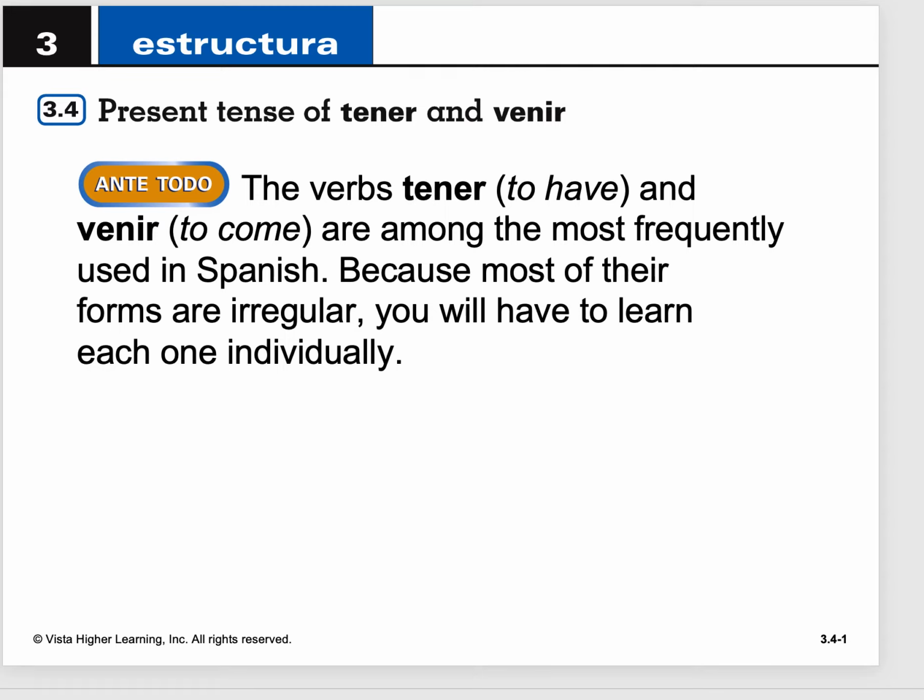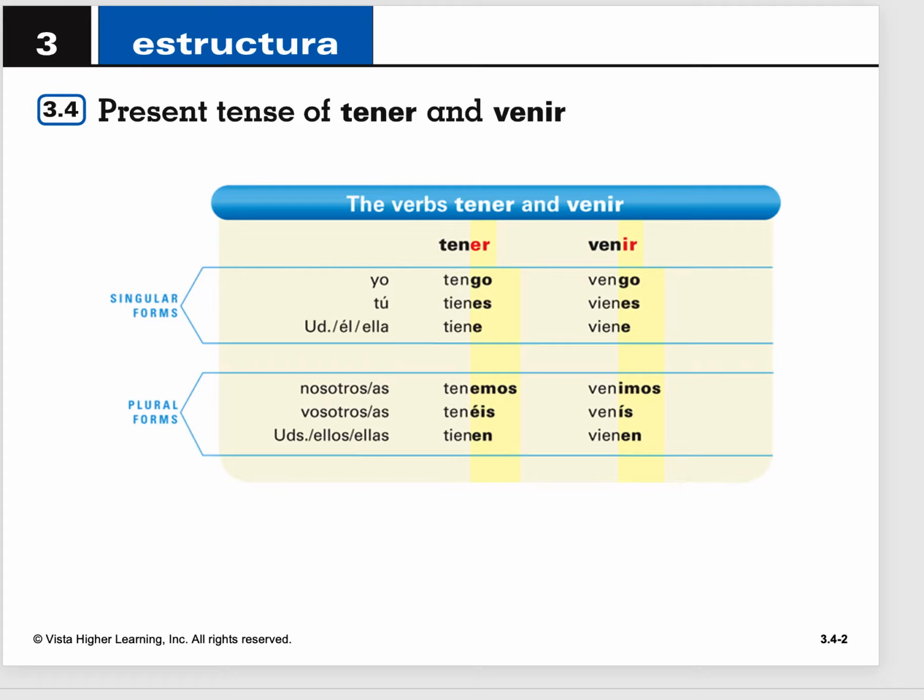about regular verbs and conjugating regular verbs. However, we do have exceptions to the rules in Spanish, which are called irregular verbs. Tener, which means to have, and venir, which is to come, are two such verbs that you're going to have exceptions to the rules of conjugation with.